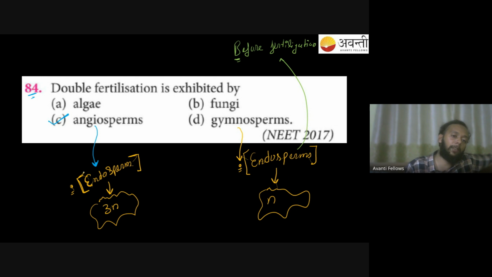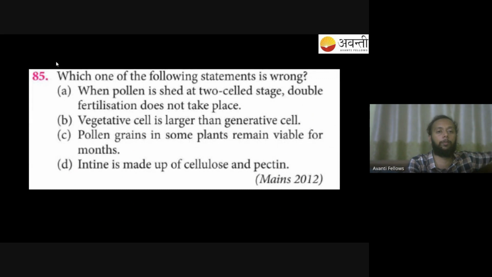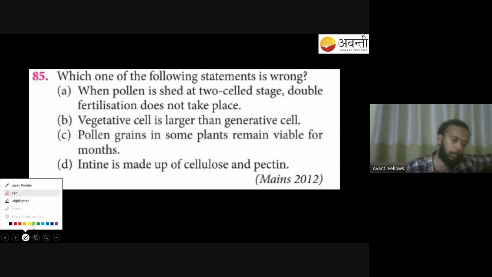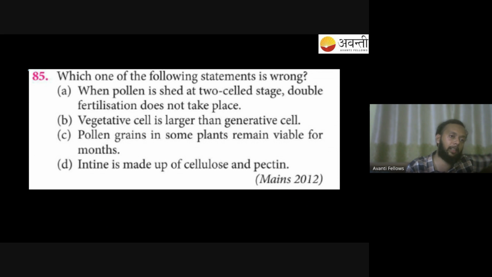So before fertilization, the endosperm is getting formed, right? Here the story is different. Here in angiosperm, what has been happening? It is happening only after fertilization. Okay, that is something you have to know. Which of the following statement is wrong? So now read the statement carefully and tell me which statement over here is going to be incorrect. Question number 85.